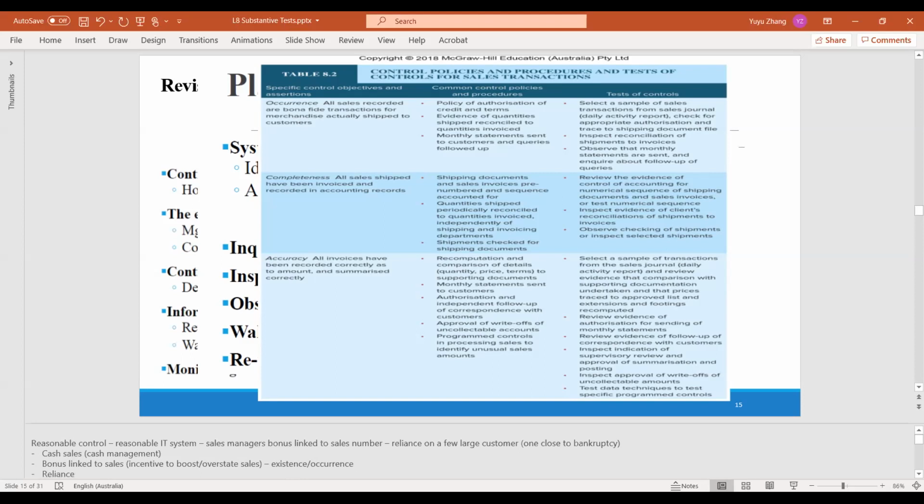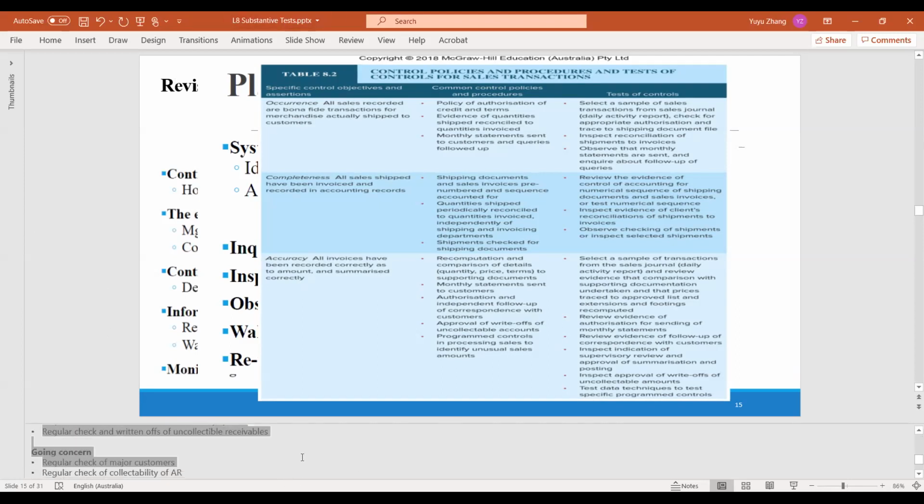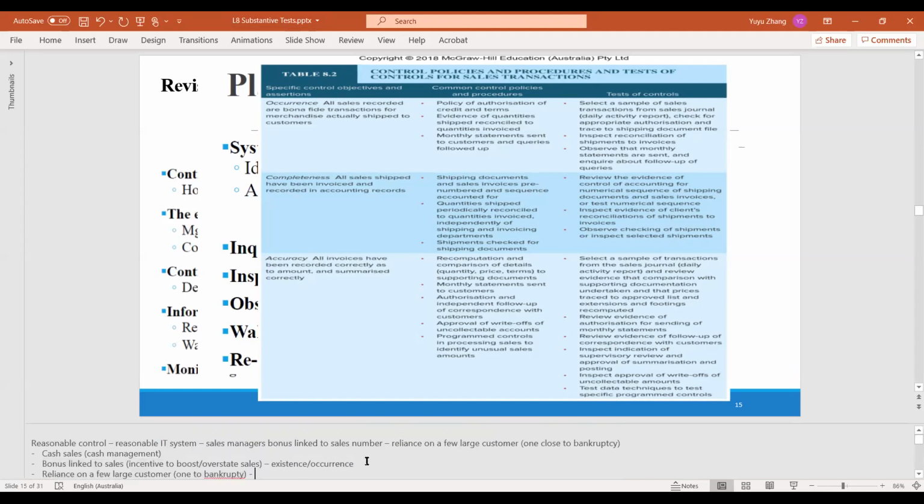They are relying heavily on a few large customers, and one of them is going to go bankrupt. So the concern for me is that this will have great impact on the sales number. So first, link to the previous point. The company does have incentive to boost the sales. So still about existence and occurrence assertion.